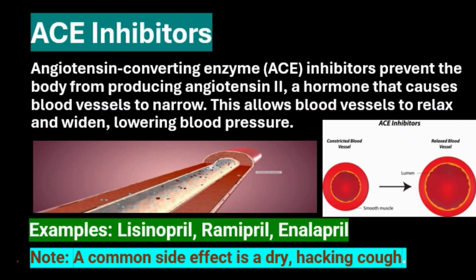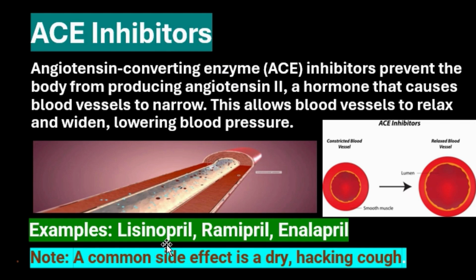The first one is ACE inhibitors, or angiotensin converting enzyme inhibitors. It will prevent the body from producing angiotensin II, a hormone that causes blood vessels to narrow. This allows blood vessels to relax and widen, lowering the blood pressure. This is the mechanism of ACE inhibitors. Examples are lisinopril, ramipril, enalapril.